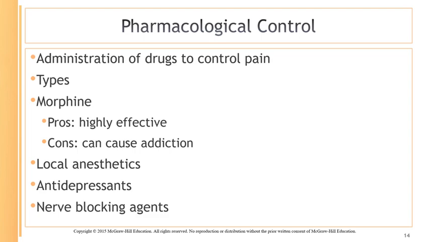Local anesthetics are also used because they can affect the transmission of pain impulses from receptors to the spinal cord. There's also antidepressants. So these are drugs that act directly on higher brain regions. They combat pain not only by reducing anxiety and improving mood, but also by affecting the downward pathways from the brain that modulate pain.